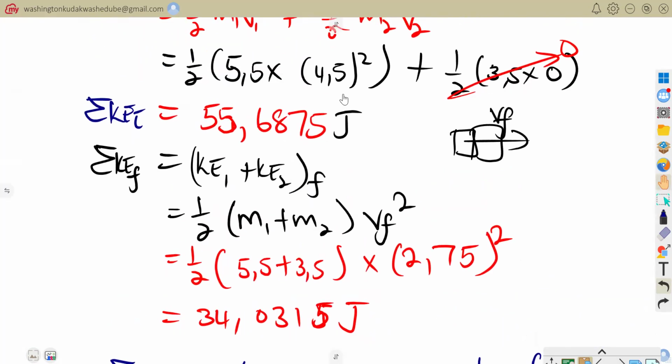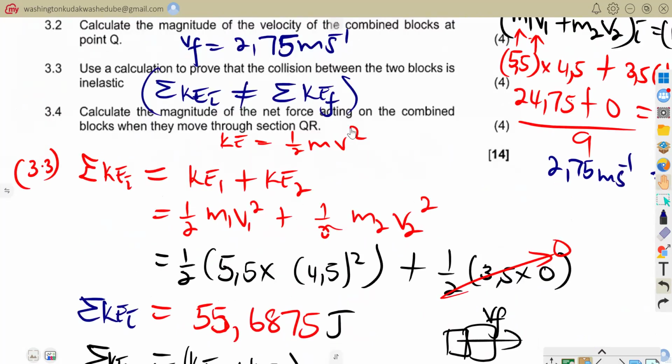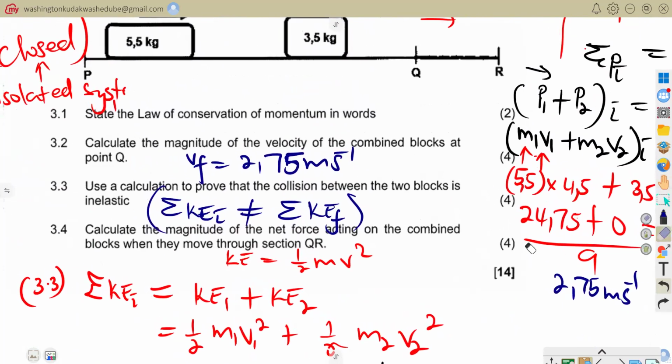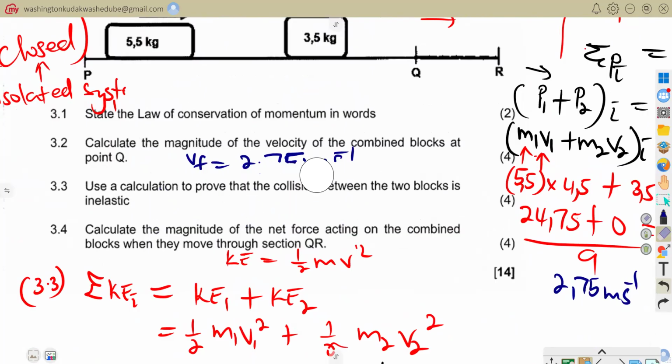So now let's go back to our question and see the question that follows. Now, they are saying: calculate the magnitude of the net force acting on the combined blocks when they move through section QR.